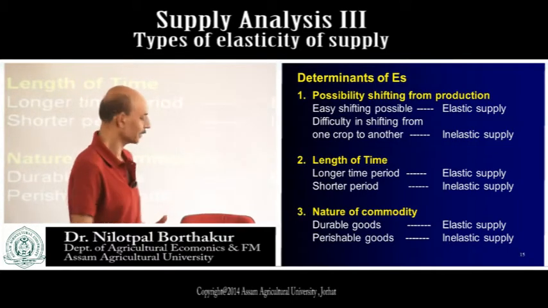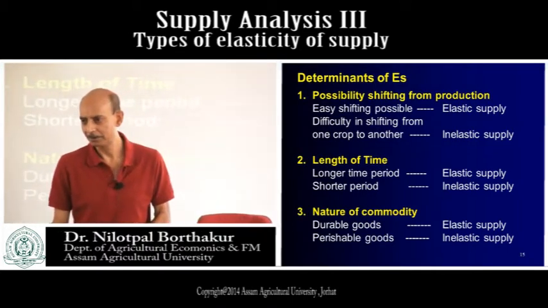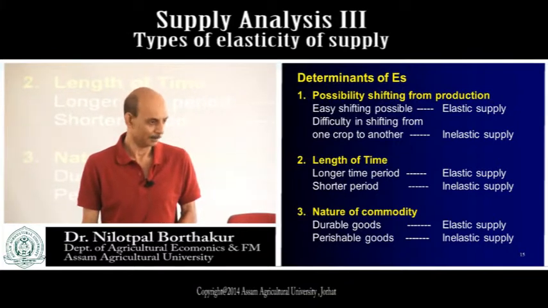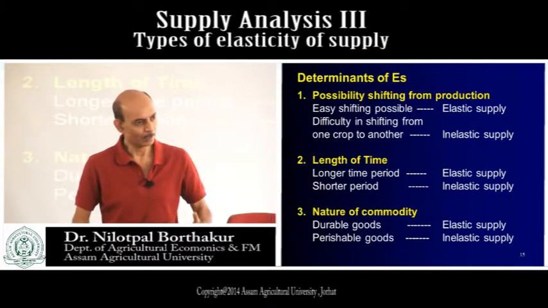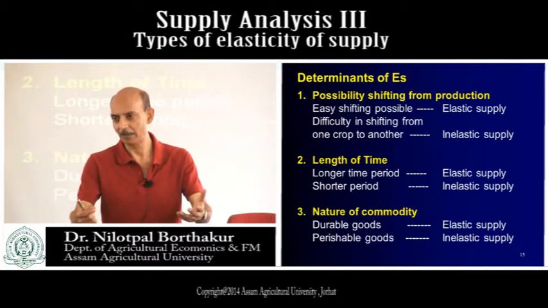Then the nature of the commodities. In case of perishable goods, we cannot store it. Whether the price goes up or comes down, we'll have to make the same quantity available in the market, because we cannot store it.